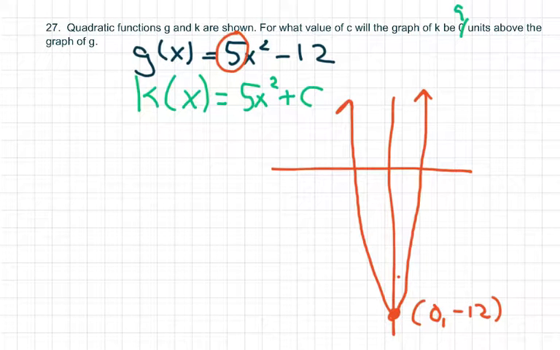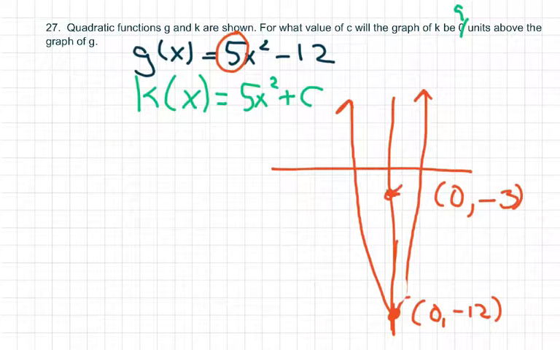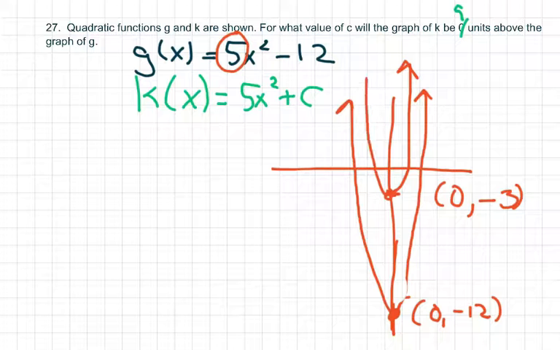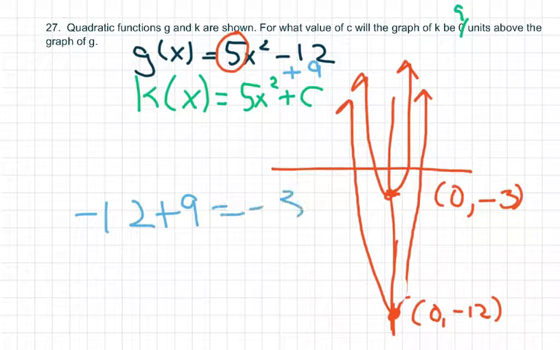And if I want to go up 9 from here, and this is not drawn to scale, if I go up 9 from negative 12, I'm going to be at negative 3. So this point here would be (0, negative 3), and I would just draw it narrow. So I'm just shifting it up by 9. All you have to do is add 9 to this to get your C. So negative 12 plus 9 equals negative 3, and you're supposed to bubble that in.